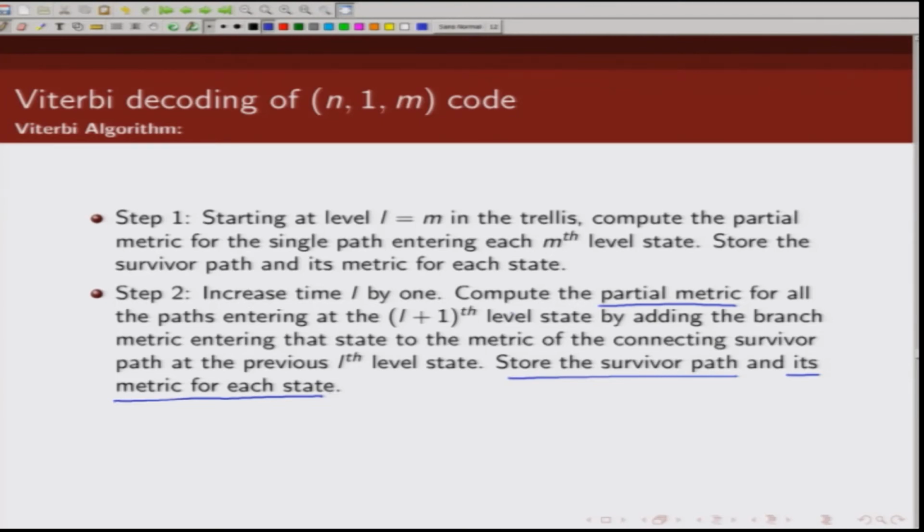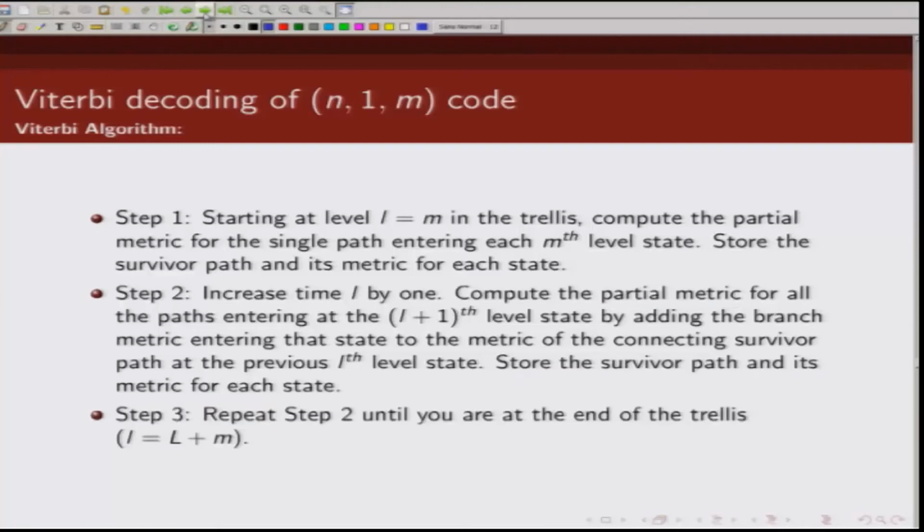And how do you compute the partial metric at time L plus 1, given that you know the path metric at time L? What we do is add the branch metric value to the partial path metric at that particular state, and that is how we compute the path metric at time L plus 1. This will be clear when we illustrate it with an example immediately after this. And we repeat this process until we reach the end of the trellis diagram.